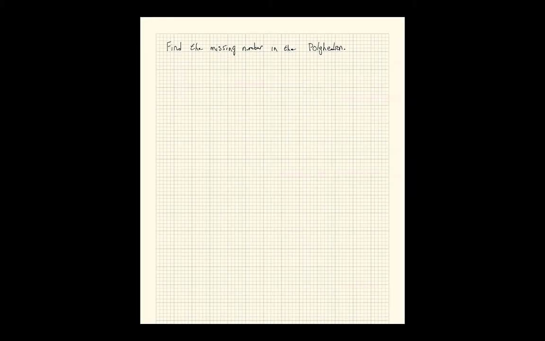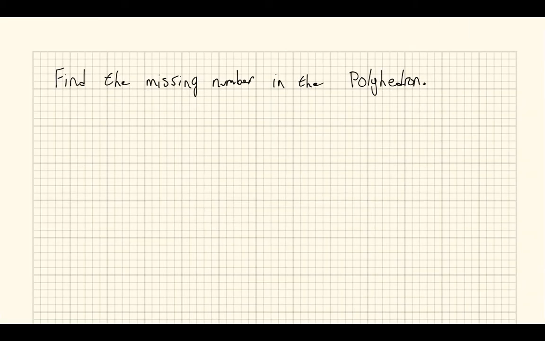Okay, find the missing number in the polyhedron. And let's say I didn't tell you the number of faces, but we have the number of edges. That is 15, and the number of vertices is 9. So even if we didn't have the picture, we should still be able to use Euler's formula to count the number of faces.